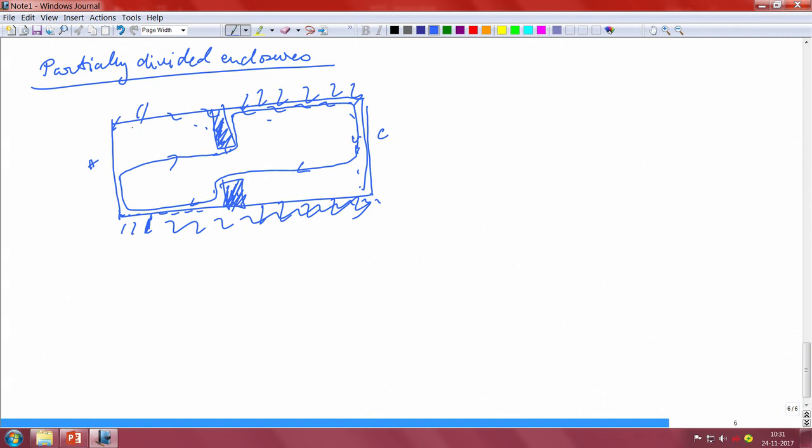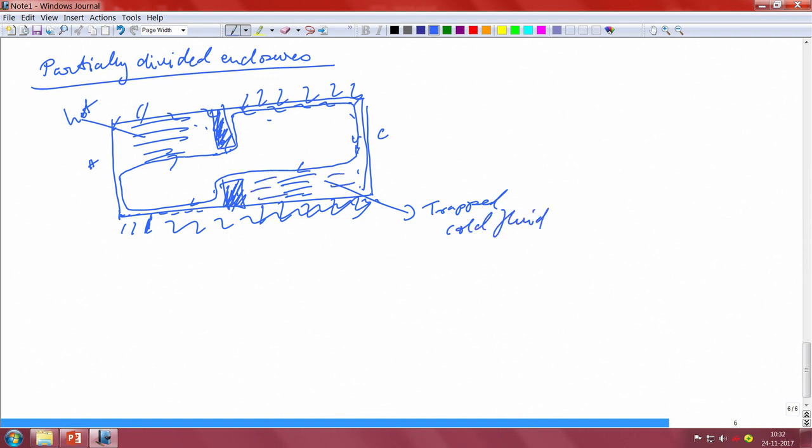So what will happen here? Here you will get trapped hot fluid, because the fluid that has gone up will not recirculate at all, because you have an adiabatic partition over here. And here you will have trapped cold fluid. Got it? So you will have trapped cold fluid here and trapped hot fluid there. Only recirculation will take place in this particular fashion. If you are sitting on that side of the room, you will feel cold. If you are sitting on the upper side of the room, you will feel hot.